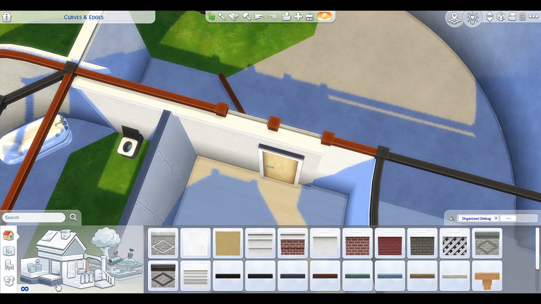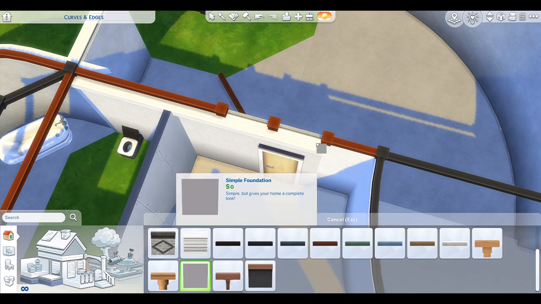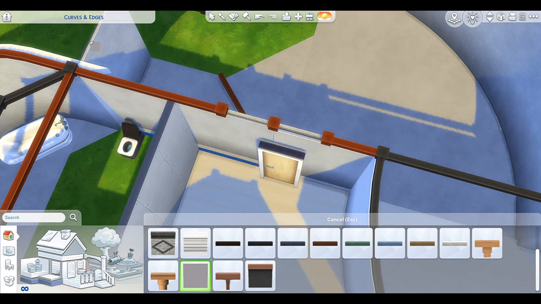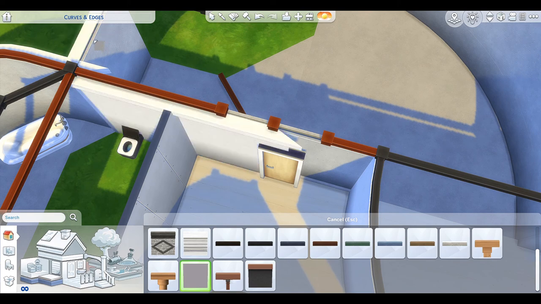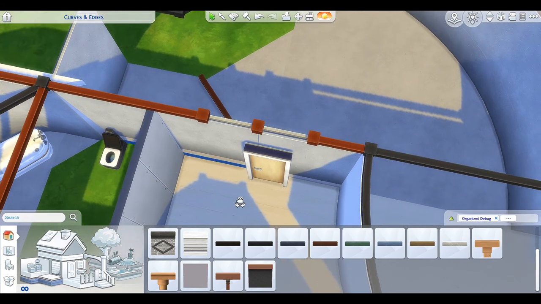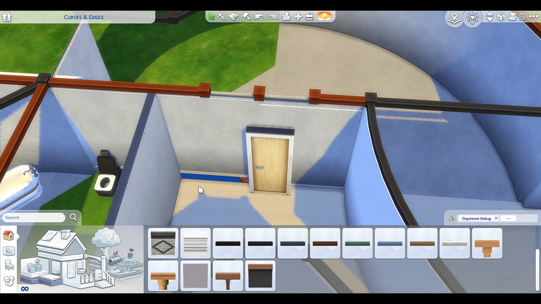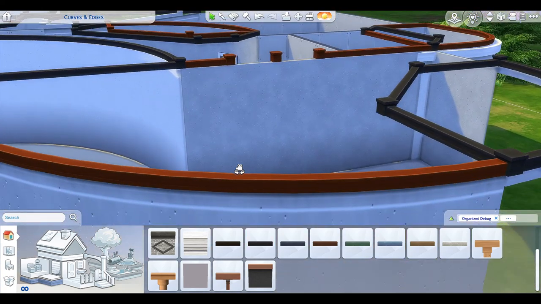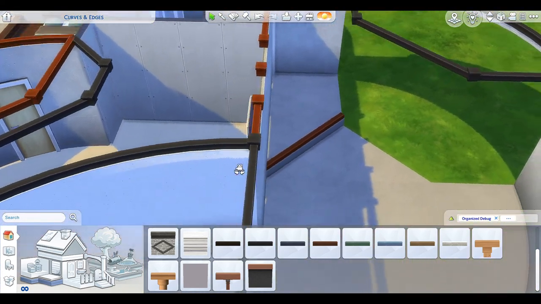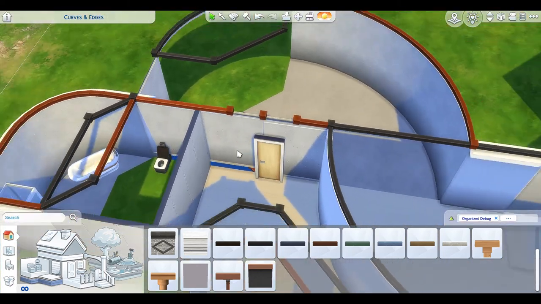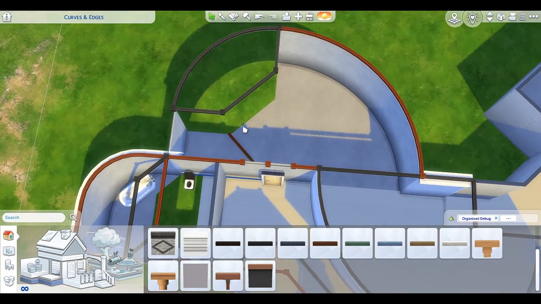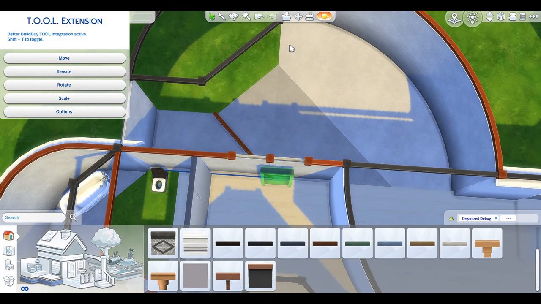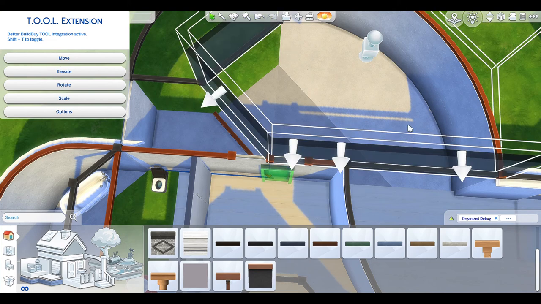Let's see if that's fixed by using the invisible foundation. Yes. Come on. Okay, so I just have to... What is happening? Yeah, because that's raised. Of course. Of course. Well, we'll just place, I don't know, like shelves in there or something.